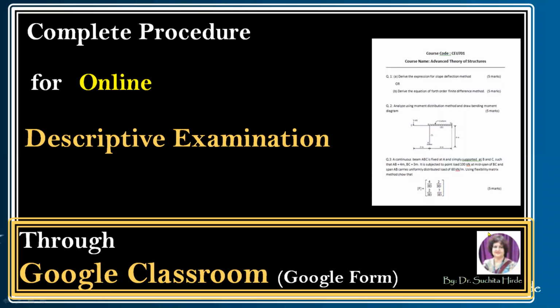Welcome to one more session related to online examinations. I am going to present you a quick review of the complete procedure to conduct an online descriptive, that is subjective, examination, starting from paper setting to declaration of results and sending the result to students by email through Google Classroom using the Google Form option. I hope this will help you to convert your traditional pen and paper based exam into an online mode in a seamless manner.